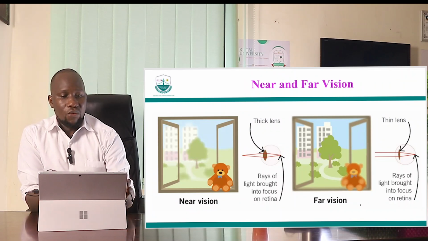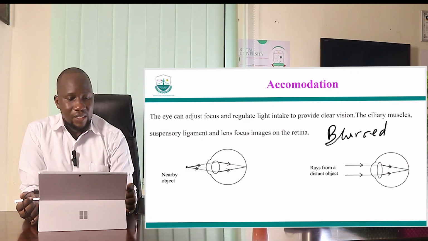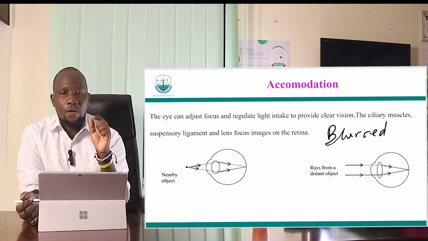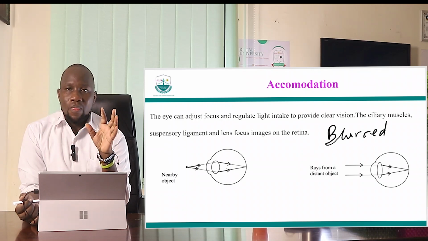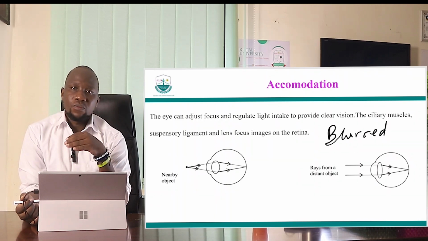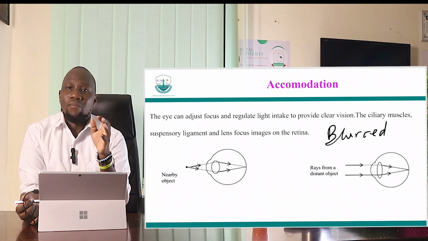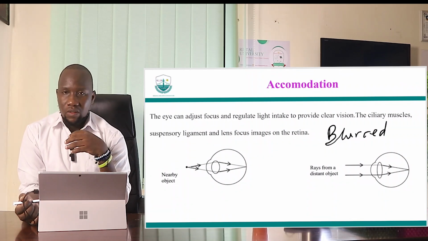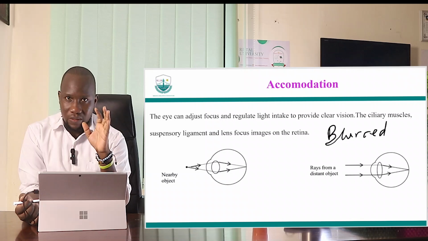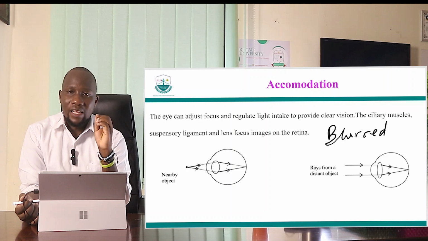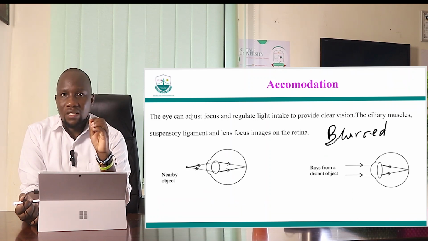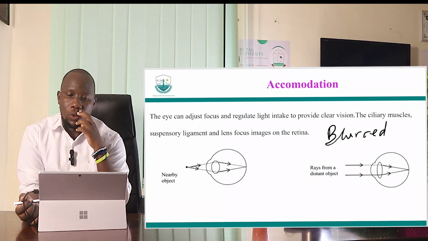Okay, so what we are saying is that if the eye cannot focus the right rays properly onto the retina, you will not have clear vision, you have a blurred image. So the process that the eye uses to make sure that the image is clearly focused on the retina for clear vision is what we call accommodation.